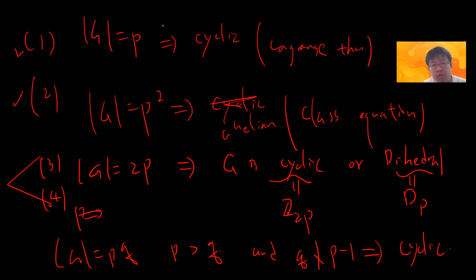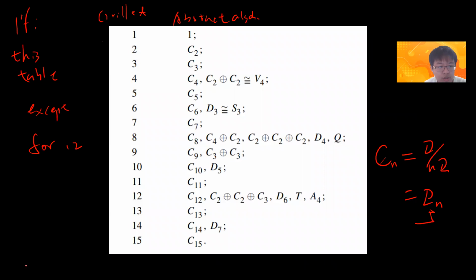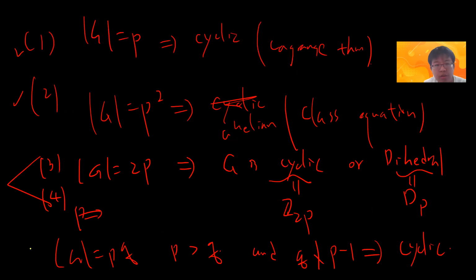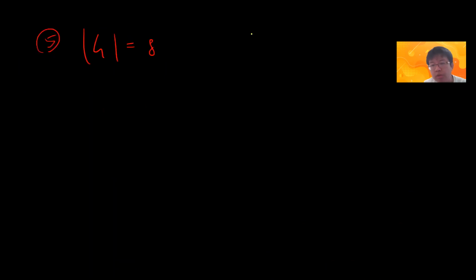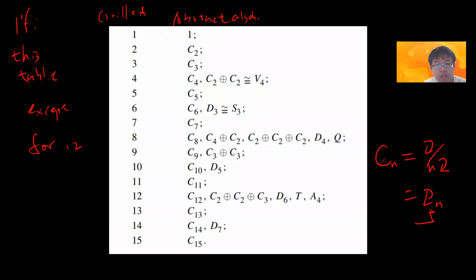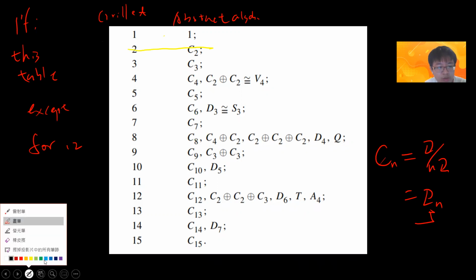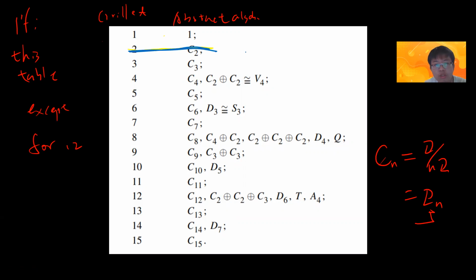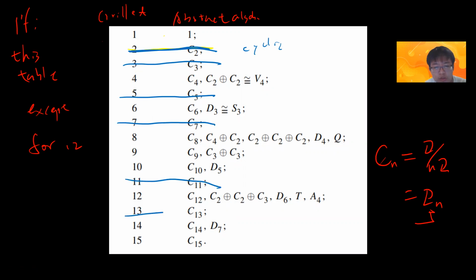Okay, so let's see what results we get. G is prime, so we can kill some easy ones, right? So 2 is also cyclic. 3 is prime, cyclic; 5 is prime, 7 is prime, 11 is prime, 13 is prime. Okay, so we are happy.